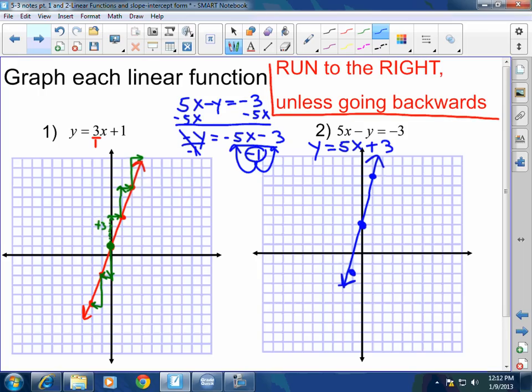Don't you understand? What was the y-intercept here? What's the y-intercept here?